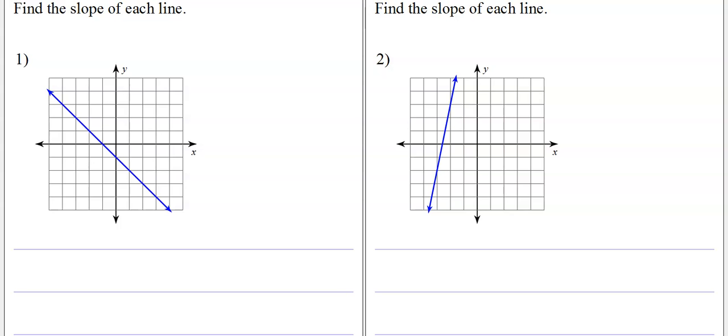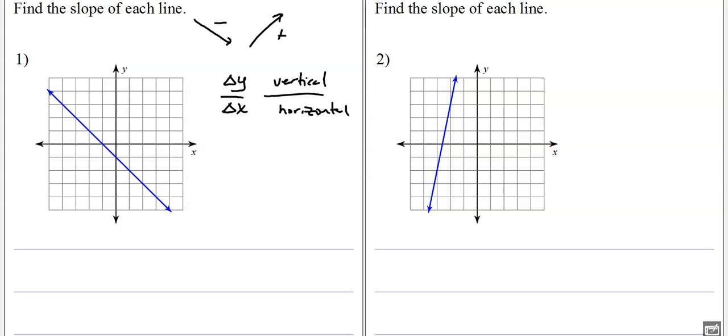All right, number 1 and 2, find the slope of the line. First thing you need to understand is whether it's going up or down, from left to right. So down is negative, up is positive. And remember, it's the change in y over the change in x. Or we're talking vertical over horizontal.